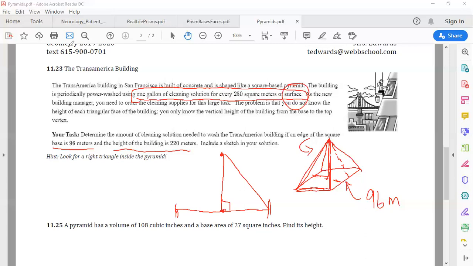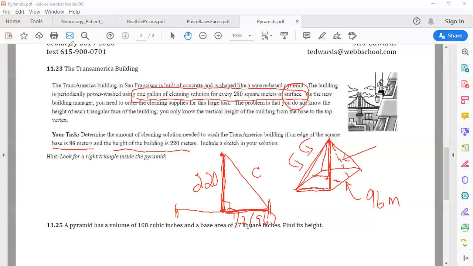I know that this is coming down into the middle of the building. So each one of these is going to be half of 96. There. So if I know this is 220, and I know this is half of 96, I could figure out this other side. That's a hypotenuse, and that hypotenuse corresponds to the slant height, right?